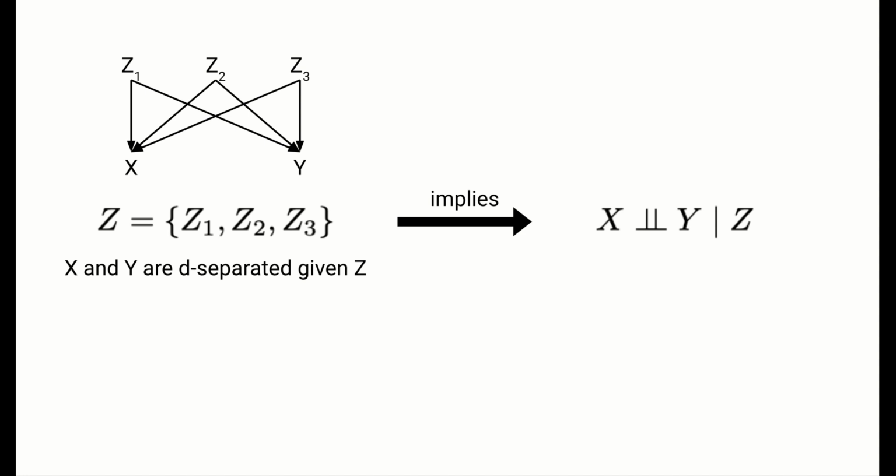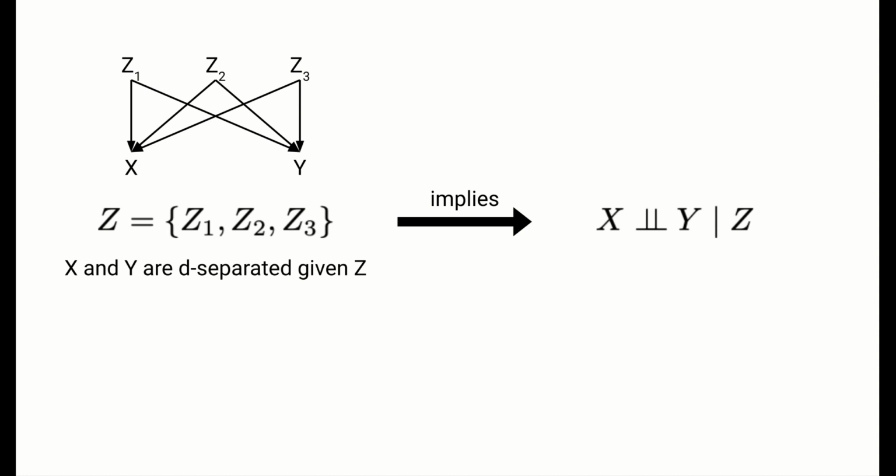D-separation is built up from dependence and independence relations in chains, forks, and colliders, and these relations are the result of the causal Markov assumption. However, this isn't the direction of reasoning that we're interested in here. We're interested in the opposite direction because we're starting from the data, not the graph.